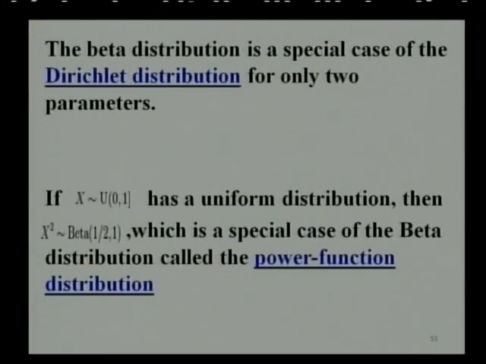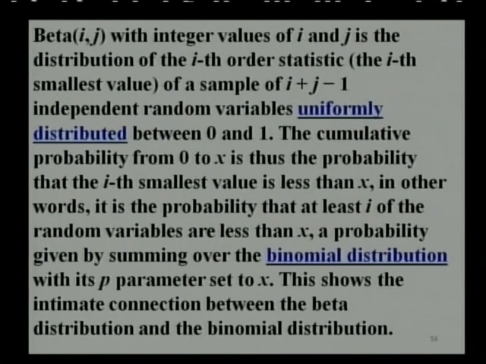The beta distribution is a special case of the Dirichlet distribution for any two-parameter case. If X follows the uniform distribution over the range 0 to 1, then X squared follows the beta type 1 distribution with parametric values half and 1, which is a special case of the beta distribution called the power function distribution.